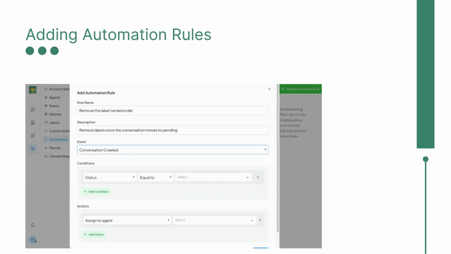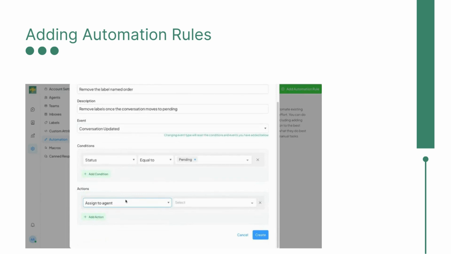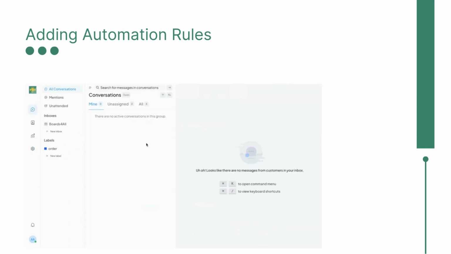So once the conversation is updated and the status is changed to pending, what you want to do is remove the label that is order. So this is your rule. You have created it by clicking the create button. So now we'll move to the conversations and see how this is being executed.